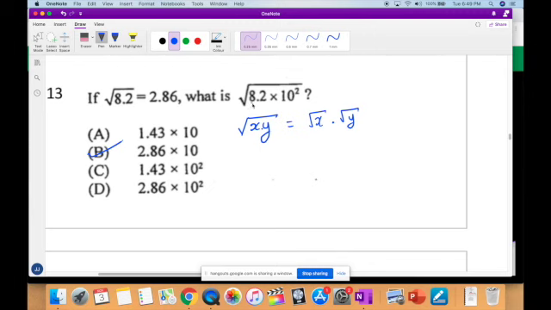So we can see here we have these two things being multiplied. What I have is the square root of 8.2 multiplied by 10 squared, and I just wrote it differently, but it's the same thing. So now I can actually split it up as the square root of 8.2 being multiplied by the square root of 10 squared, and of course square root is going to cancel with square, right? So I'll now have square root of 8.2 multiplied by 10, which is B, because they gave us the square root of 8.2 to be this.